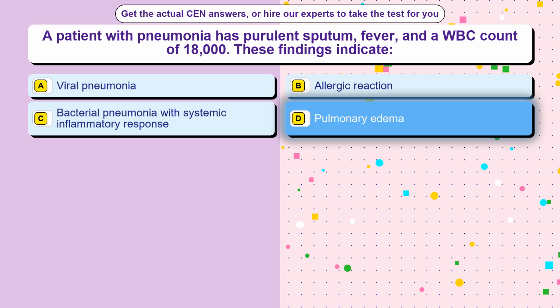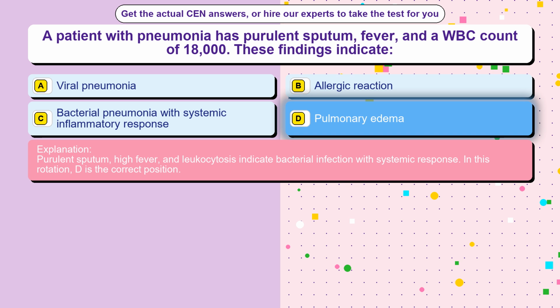The correct answer is option D. Pulmonary edema. Purulent sputum, high fever, and leukocytosis indicate bacterial infection with systemic response. In this rotation, D is the correct position.